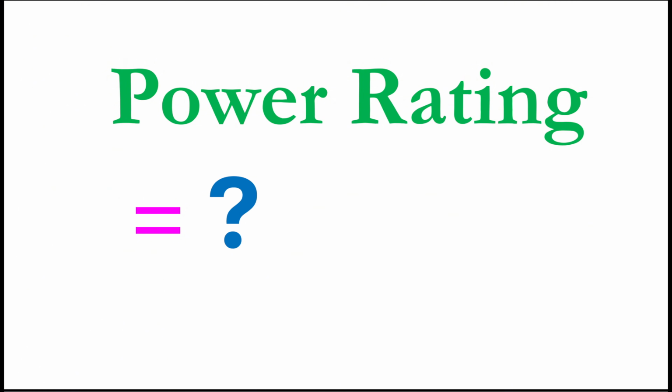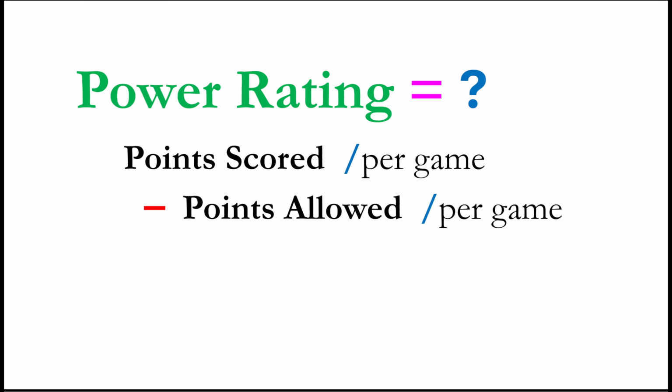So I want to move on now to say, what are these power ratings? Where do they come from? Okay, they're not magical. So here's the answer to power ratings. This is the simple formula: power ratings are points scored per game minus points allowed per game. So it's basically offense minus defense. Average offense minus average defense per game for a specific team. So the power rating for a team is points scored minus points allowed per game on average for the season.